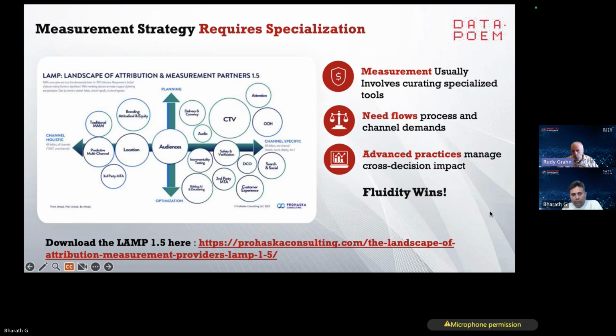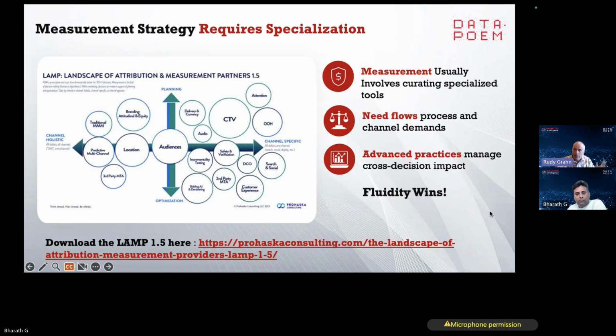And I'll just wind down by saying MMM in this construct would be up and to the left, meaning that it's generally designed to support planning decisions, and it's as close to holistic as we generally get. It's an attempt to account for all dollars at the same time. All the channels in planning, we would put top left, whereas optimization, MTA, things like that, we would put bottom right.